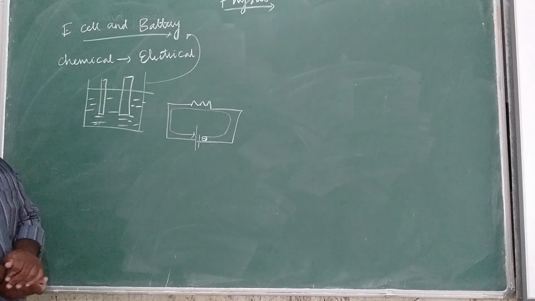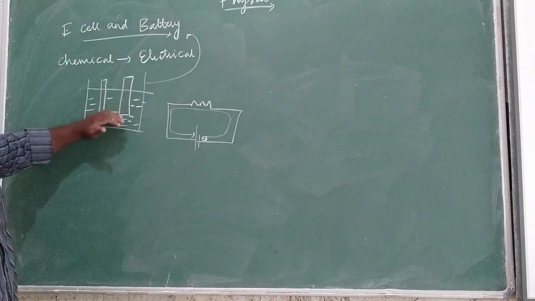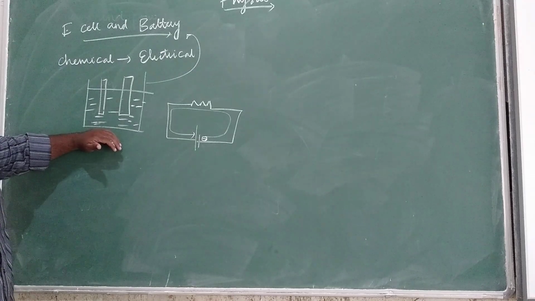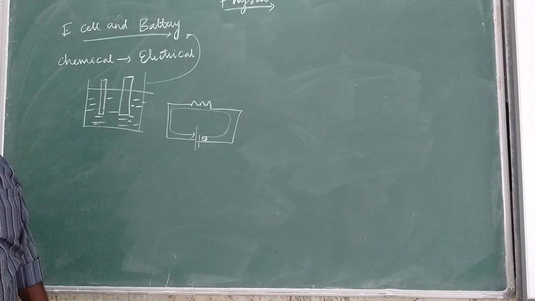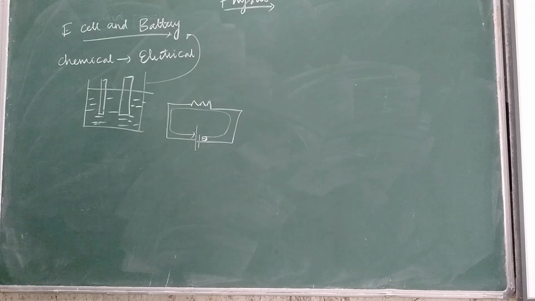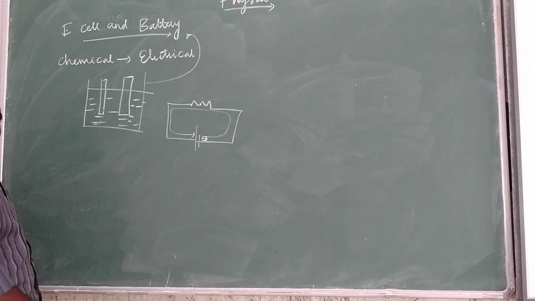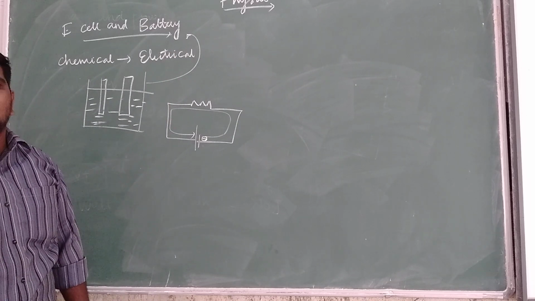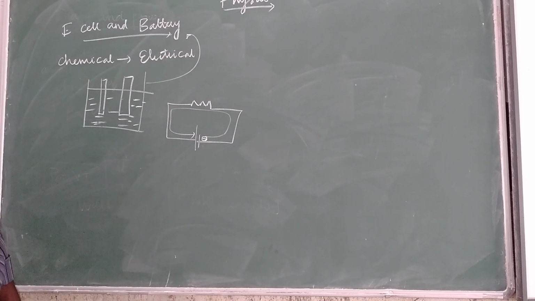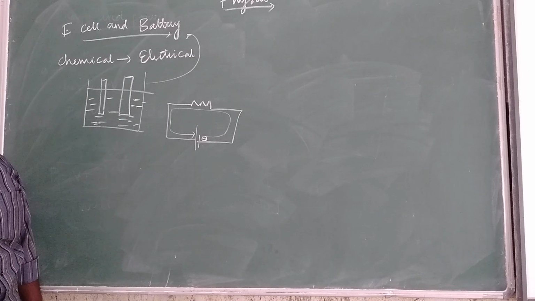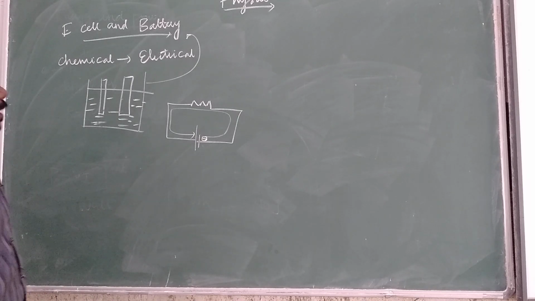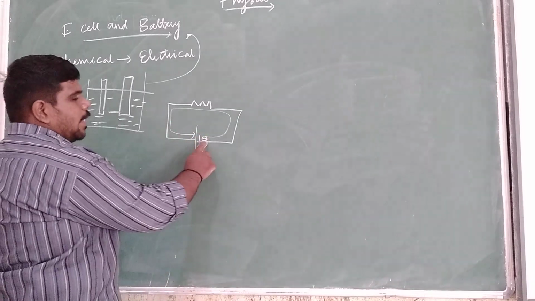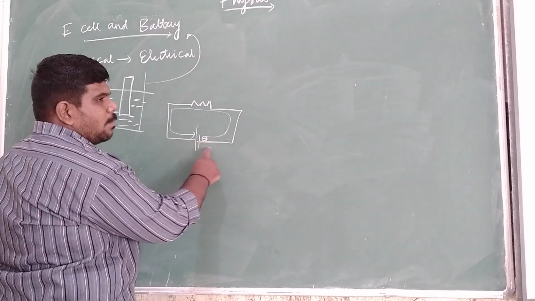By chemical reactions, the battery provides the potential difference. This potential difference drives the electrons to move from the negative terminal to the positive terminal of the battery. Okay, clear? So by the chemical reactions, the battery provides the potential difference, and that potential difference moves the electrons from the negative terminal to the positive terminal of a battery.